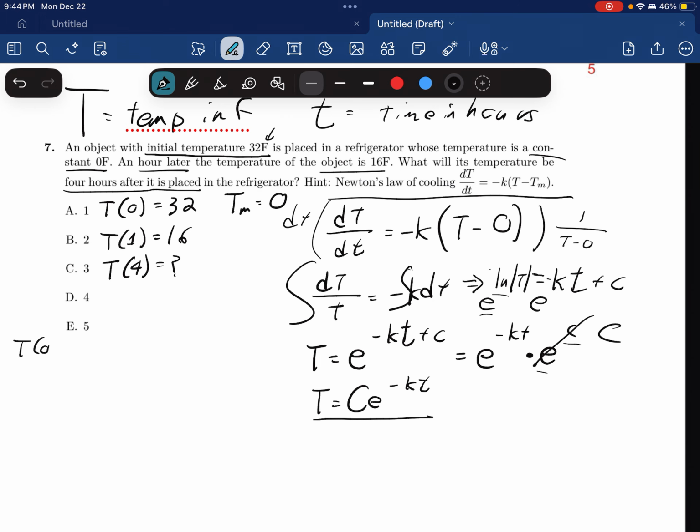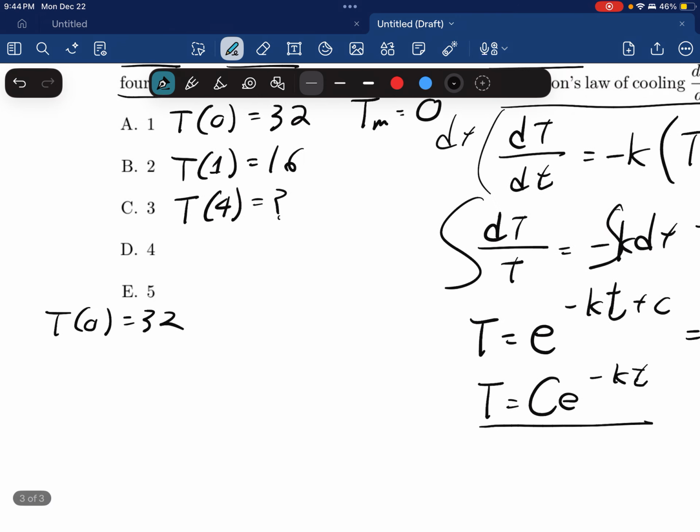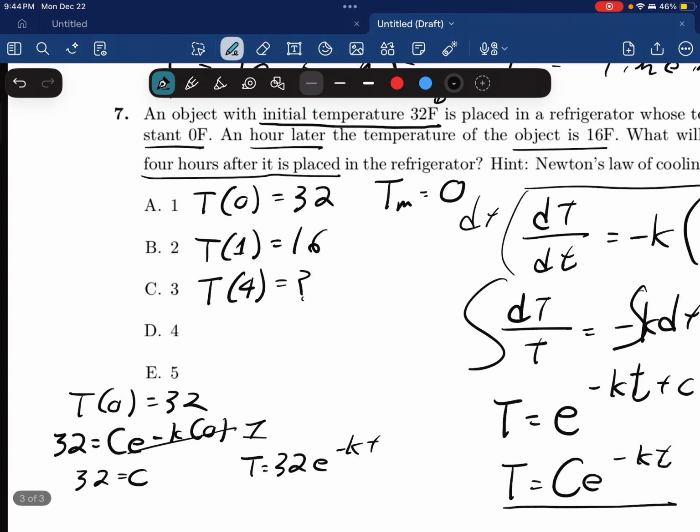T of 0 is equal to 32. So that means when temperature is 32 degrees Fahrenheit, time is 0. We know that e to the 0 is just 1, so we know that 32 is equal to c. So our equation is becoming more and more clear.